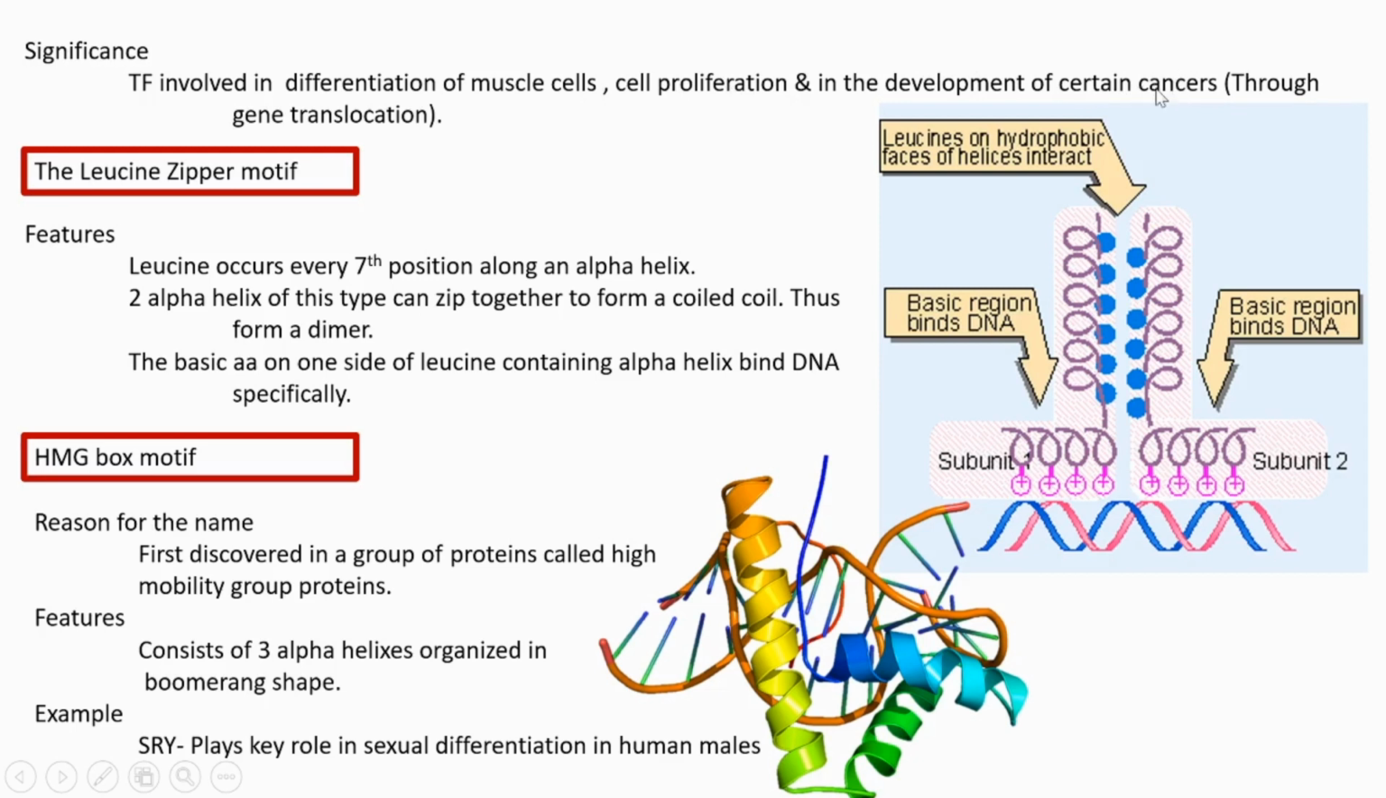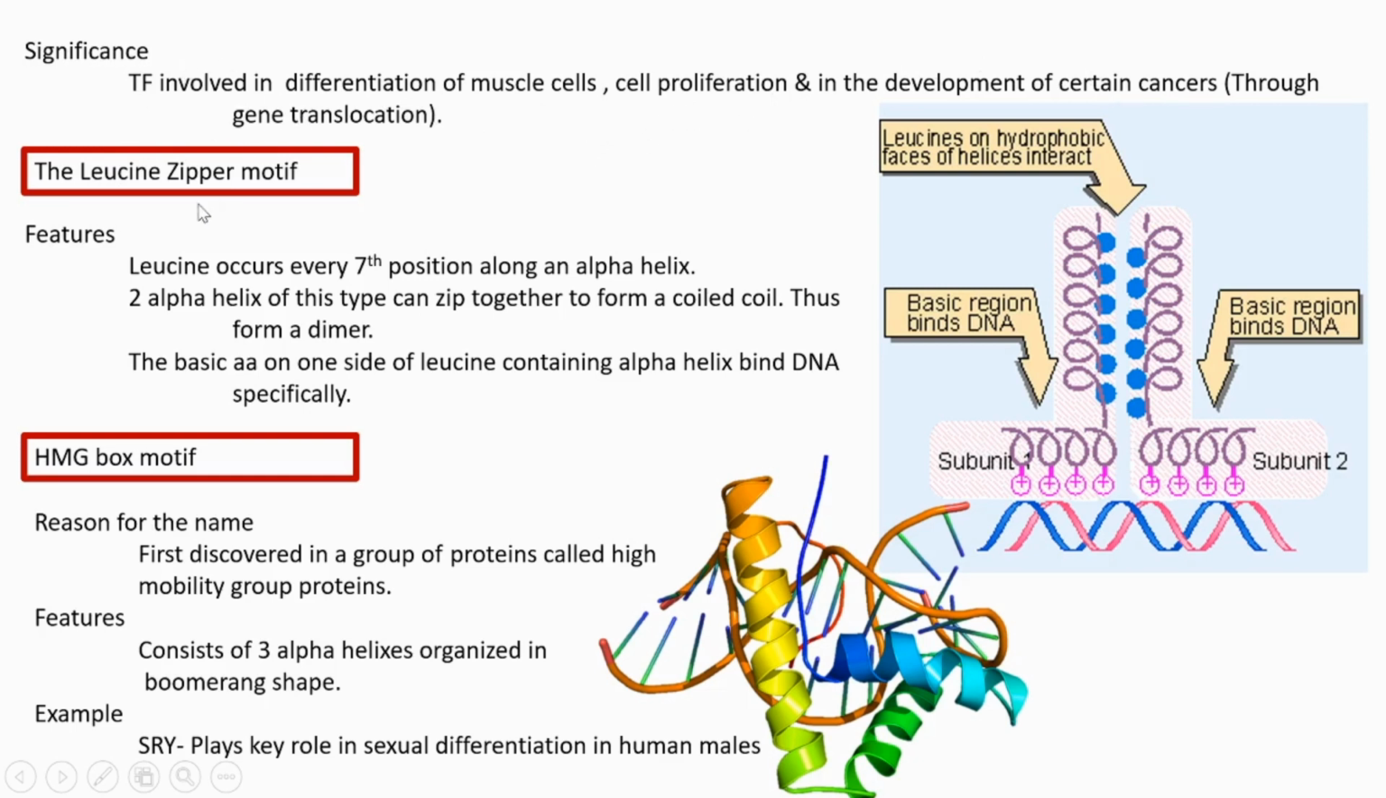How is it found in the development of certain cancers? It goes through gene translocation, which means some portion of one gene breaks off and then rejoins with another part or another location along the genome. In that way, it results in the development of certain cancers. So, this transcription factor, that means helix-loop-helix, is involved in the development of certain cancers. Not only cancers, it is involved in the differentiation of muscle cells and cell proliferation.